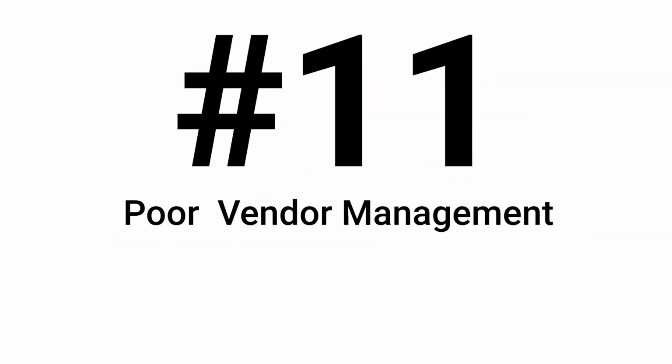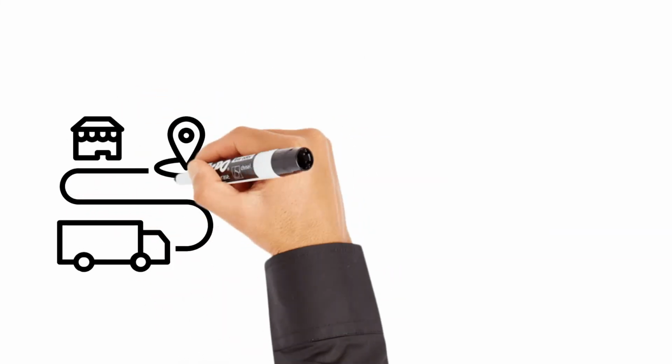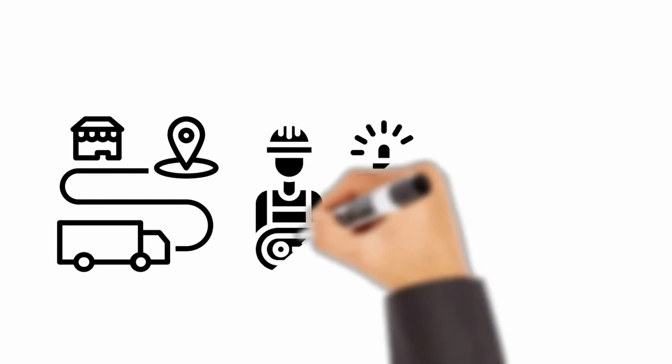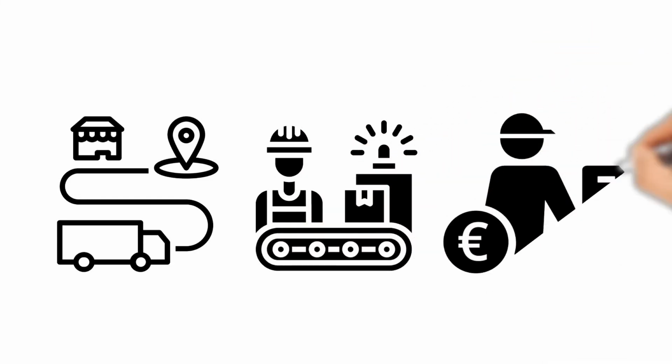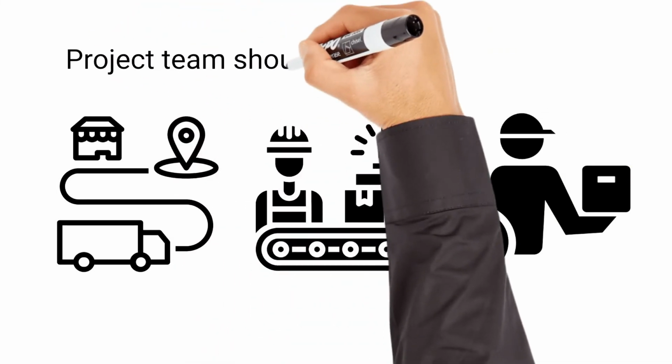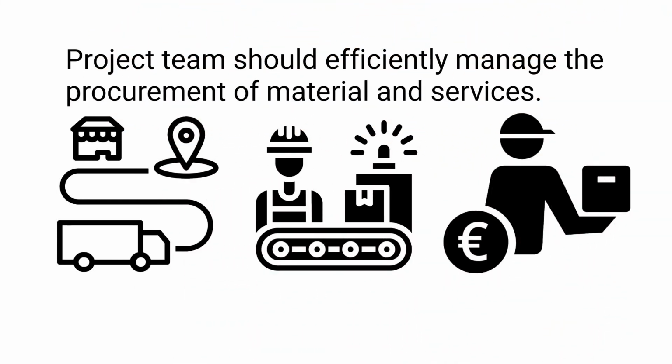The 11th is the poor vendor or supplier management. Usually, a major portion of project cost comes from the procurement of materials or services. It is very much critical for any project's success. The project team should efficiently manage the procurement of materials and services at minimum cost.